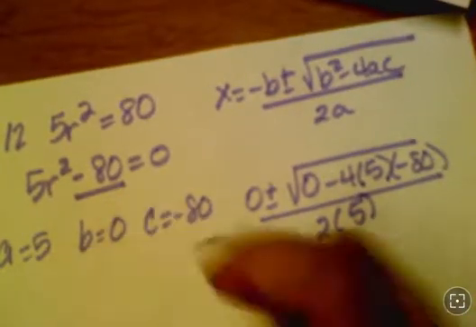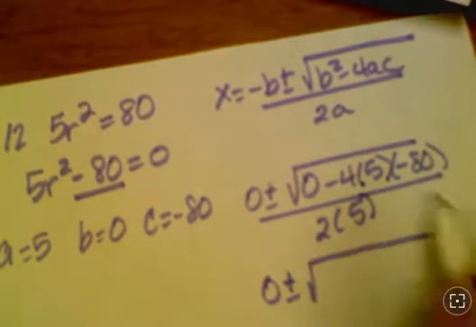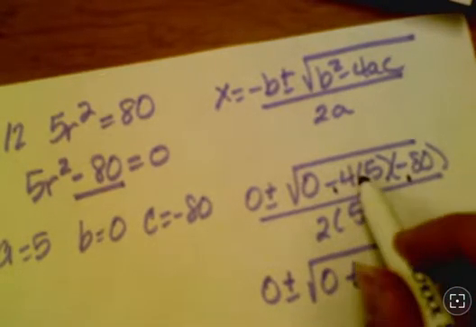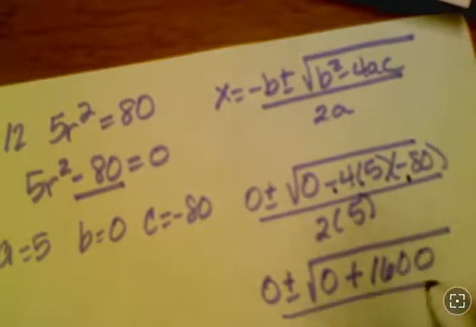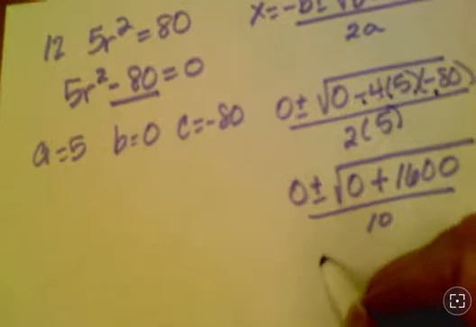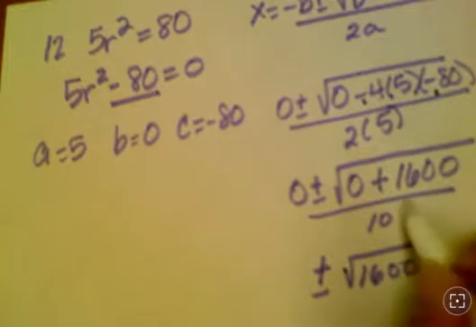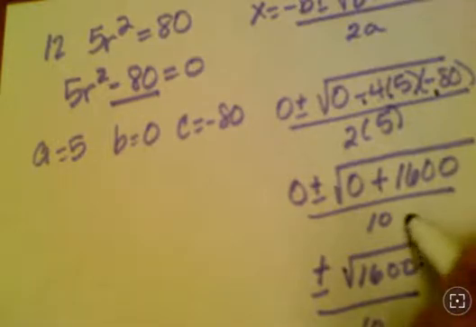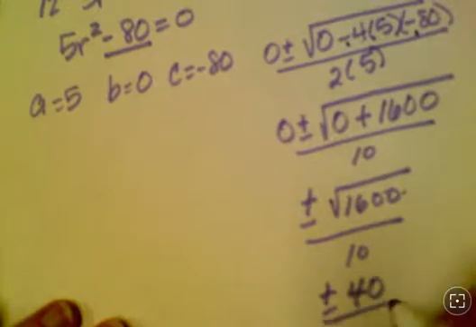Okay. So 0 plus or minus. Now I don't have to write that 0 down. A negative times a negative is a positive. So this is 0 plus 20 times 80. Well, 2 times 8 is 16 plus the 2 zeros, all over 10. So I have plus or minus the square root of 1600, because 0 plus 1600 is 1600, all over 10. This is a perfect square, so I can go ahead and simplify the square root of 1600, which is just 40, plus or minus 40 all over 10.